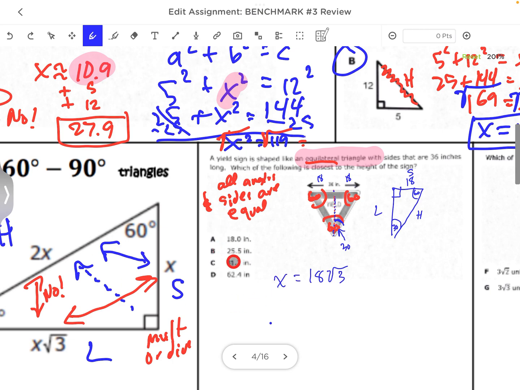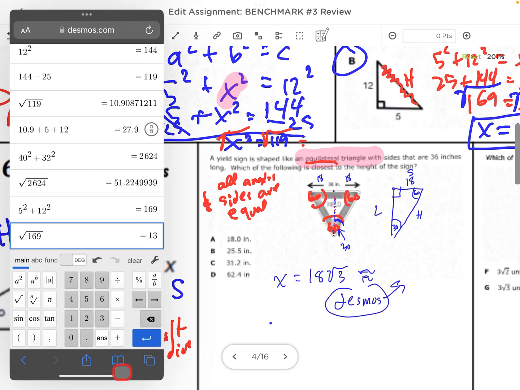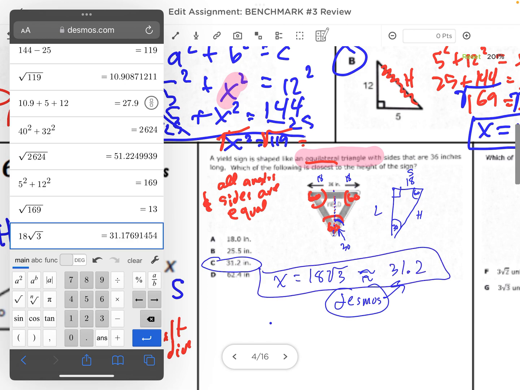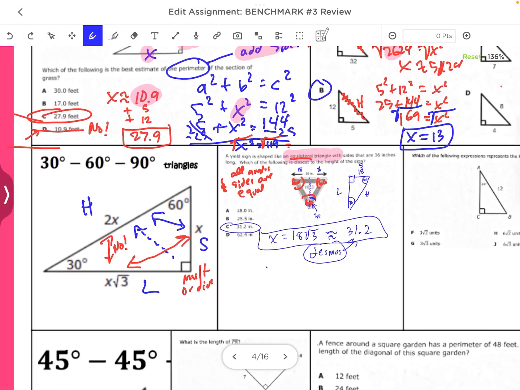But those aren't our correct answers, right? So we need to use Desmos. That's the key of using this tool. So let's just type that into our calculator. We're going to type in 18 square roots of 3. This is very important as a test taking strategy. We know 31.17 is approximately that, so it's going to be 31.2. We use Desmos on that, and that takes a really tricky one into something simple.